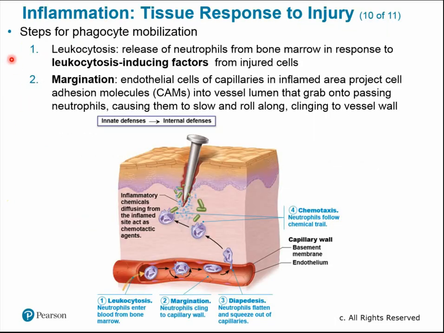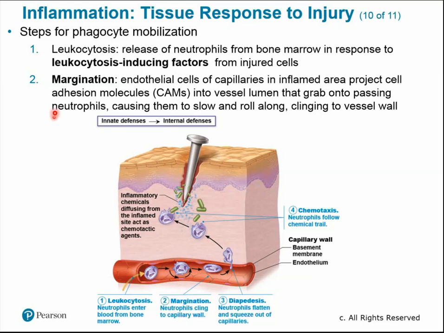So phagocyte mobilization is when the phagocytes, say the neutrophils or the macrophages, arrive at the injured tissue area and how they go about cleaning up that injured space. So the first step is leukocytosis. Neutrophils are going to enter the blood from the bone marrow, so we're going to increase our production of the neutrophils, the leukocytes. Then once they get near the injured tissue area, they're going to undergo what's called margination.